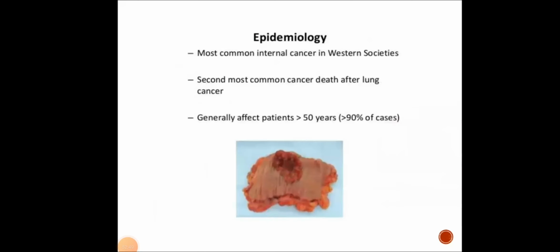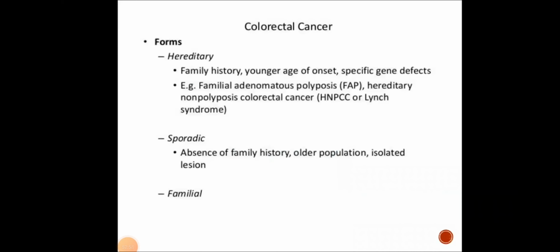Next is about the colorectal carcinoma or carcinoma rectum. Mainly, it is the second most common cancer death after lung cancer. Then the etiology, it is told red meat and saturated fatty acid increase the risk. Then high fiber diet reduces the risk. Then alcohol and smoking will increase the risk.